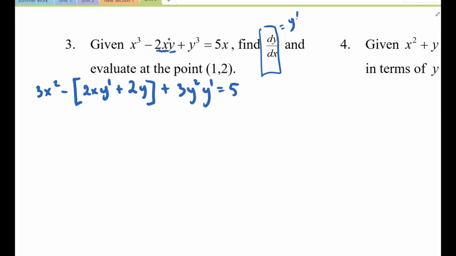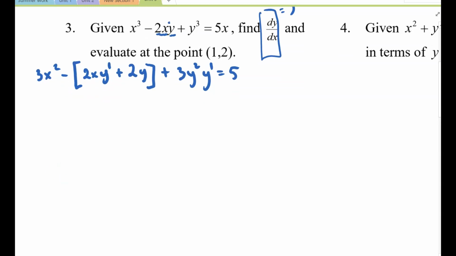Okay, so we'll go ahead. Now we need to find y prime. Just to make sure that we don't have any algebraic errors, I'm going to distribute this negative, plus 3y squared y prime equals 5.